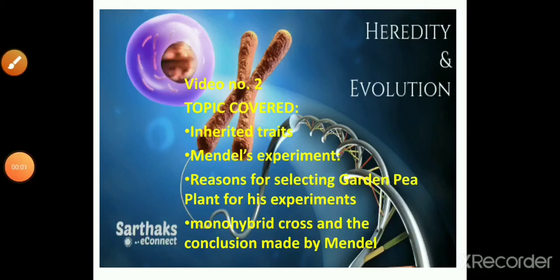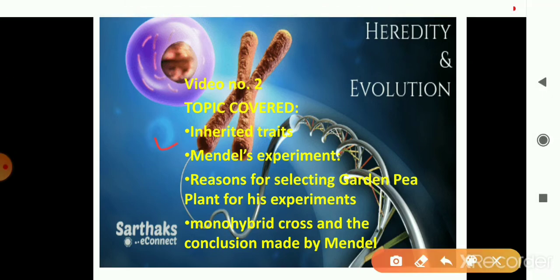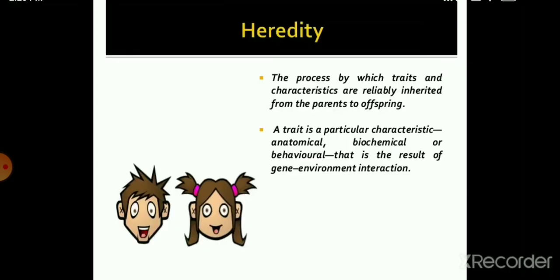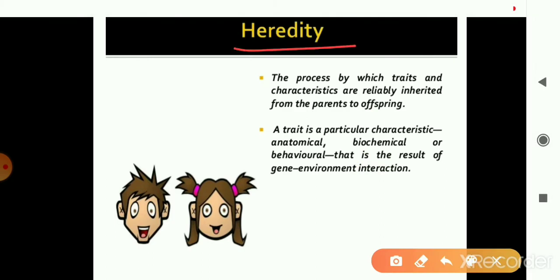Class 10 Biology, Chapter Heredity and Evolution, video number 2. In this video, I'm going to discuss inherited traits. You'll be learning about Mendel's experiment, under which I'll tell you why Mendel selected the garden pea plant for his experiment, a briefing about monohybrid cross, and the conclusion made by Mendel on the basis of the monohybrid cross will be discussed. As you all know, heredity is the transmission of traits from the parents to the next generation.